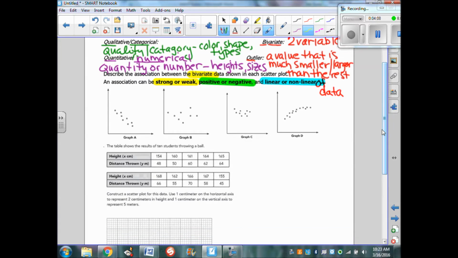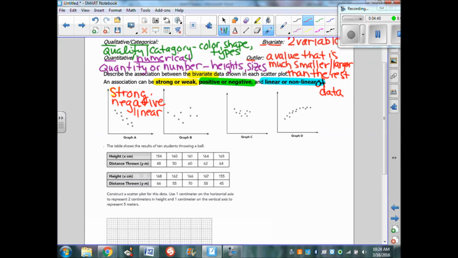So when I look at graph A, this first one, these points look like they're going downhill, and they're pretty close to a line, and they're all kind of close together. So because they're all close together, we should say that it's a strong association. And because they're going downhill, that's negative, a negative slope. And they look close to a line, so we would say that they are linear.